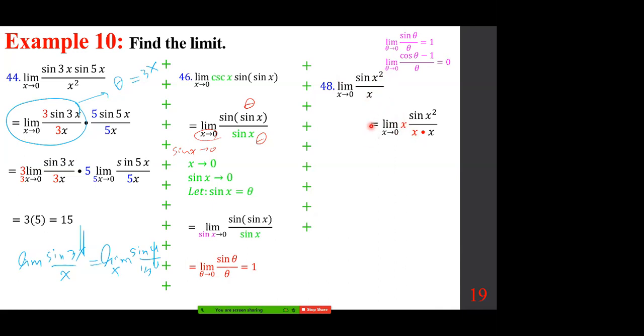And then I take out the x. So I have the limit of x as x approaches 0, times the limit of sine x squared over x squared as x approaches 0. Because x goes to 0, so does x squared. So this is the same as this one, and it's equal to 1. This is equal to 0. The product of 0 and 1 is simply 0. And that's it.